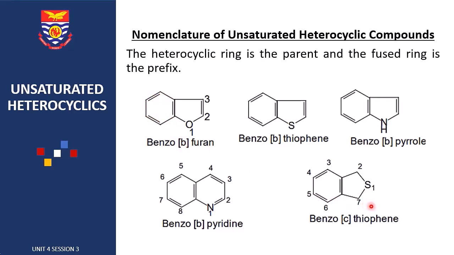Similarly, if we come to thiophene, we have our S as the number 1. So this becomes a, this becomes b, this becomes c. So the benzene ring is attached to thiophene on the side labeled c. So the name is given as benzo[c]thiophene. The same applies to these other examples. You can apply this to all these examples.